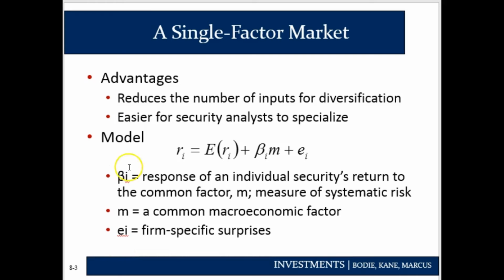So if we take our model where R sub I, the return on asset I, is equal to the expected return of asset I plus some sensitivity of asset I, which is beta, to an overall common macroeconomic factor, M, plus some firm-specific component of asset I. In other words, the actual return on your asset is your expected return plus the sensitivity of that asset to some common macroeconomic factor plus a firm-specific surprise associated with that asset.